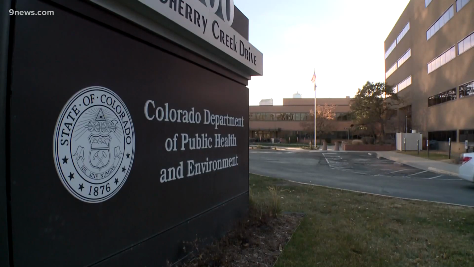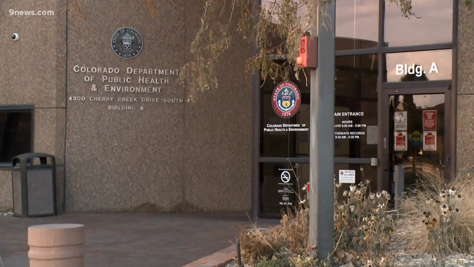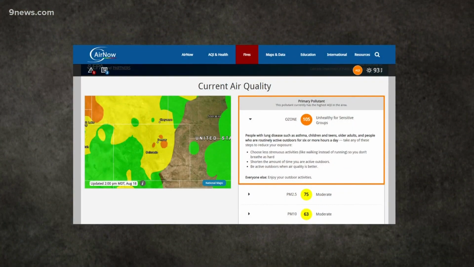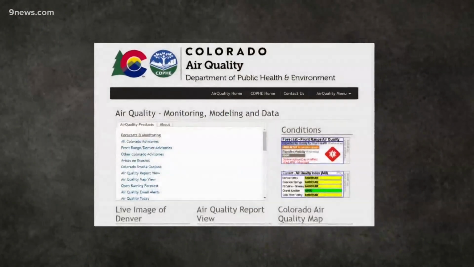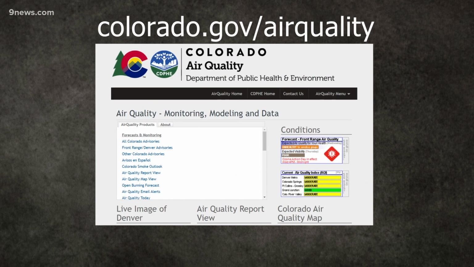Scott Landis is an air quality forecaster for the Colorado Department of Public Health and Environment. He recommends that you only use the AQI from the EPA's website, which is airnow.gov, or the Health Department's website at colorado.gov/airquality. And you'll know you're getting that information right from the source. "We have regulatory data from our monitors, and we're going to give you the air quality index as it was devised by the Environmental Protection Agency."